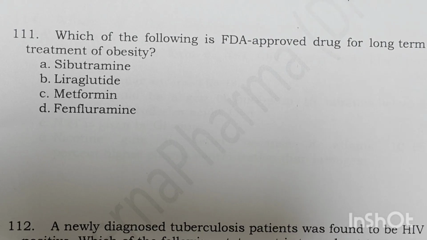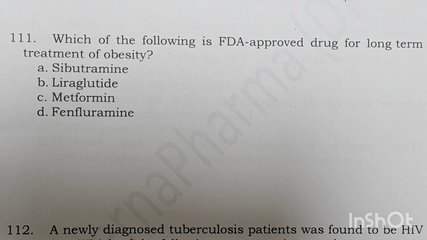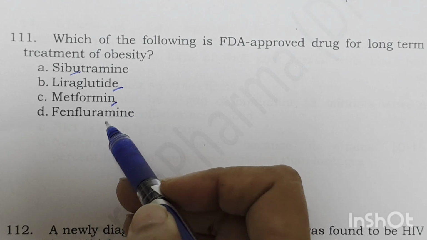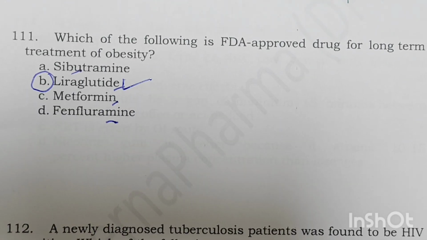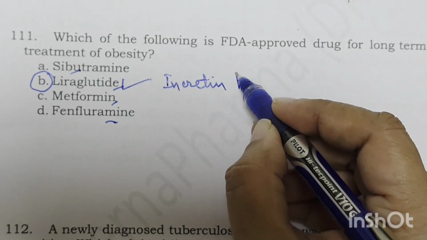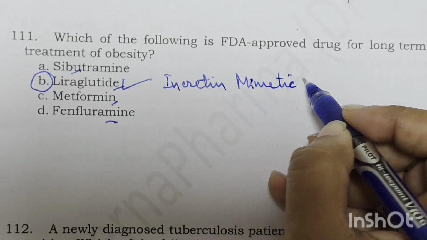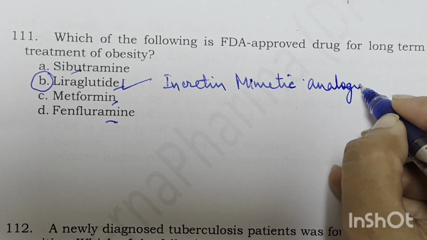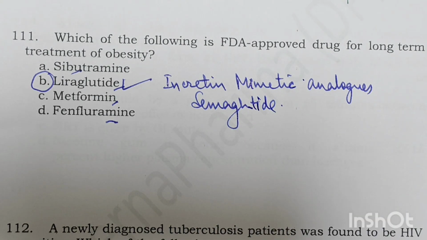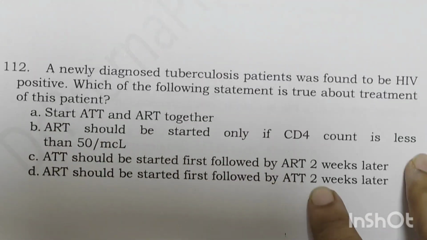Which of the following is an FDA approved drug for long term treatment of obesity? Out of sibutramine, liraglutide, metformin, fenfluramine, the approved drug is liraglutide. This is basically an incretin mimetic drug. GLP-1 and GIP analogs. Similar to it is another one, semaglutide, which is very famous nowadays. So these are the drugs which are used for the long term treatment of obesity.